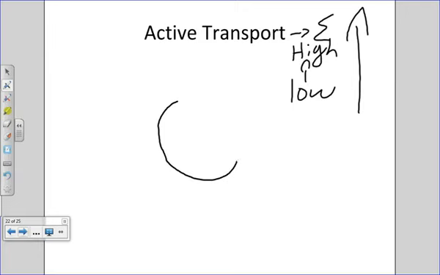So, let's say we've got a cell, and on the inside of this cell, we've got 10 sodium ions, and on the outside, we've got 145 sodium ions. And let's say on the inside of the cell, I've got 145 potassium ions and 10 on the outside.